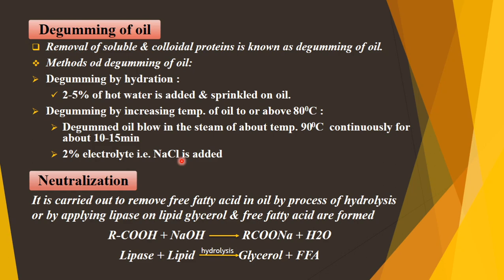Okay, these are all the agents and the process of what happens in this degumming of oil. In short, it is nothing but the removal of soluble and colloidal proteins, which is referred to as degumming of oil, which includes hydration and increasing the temperature of the oil. Then neutralization. Neutralization is carried out to remove free fatty acid in the oil by the process of hydrolysis or by applying lipase on lipid glycerol.